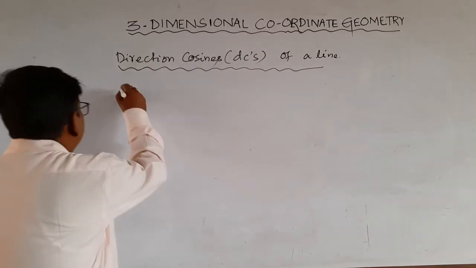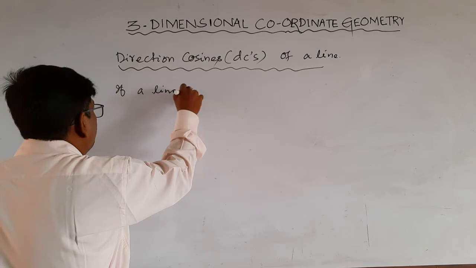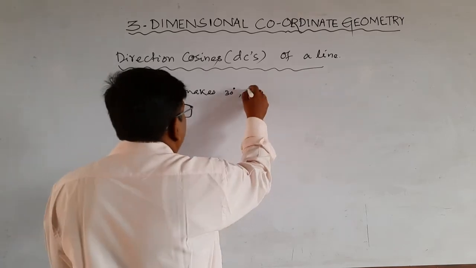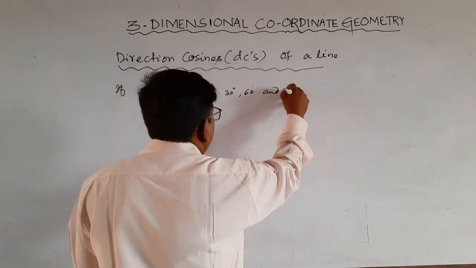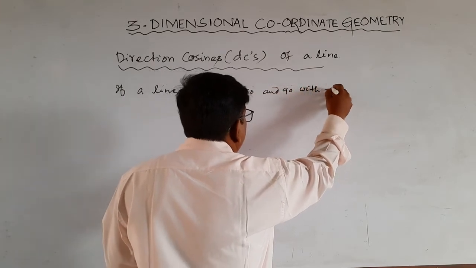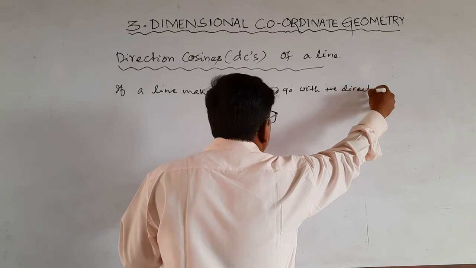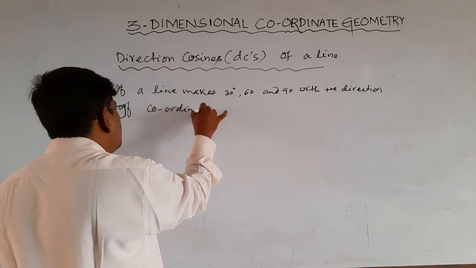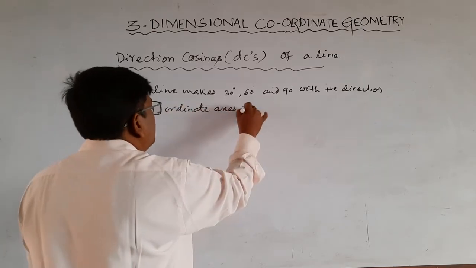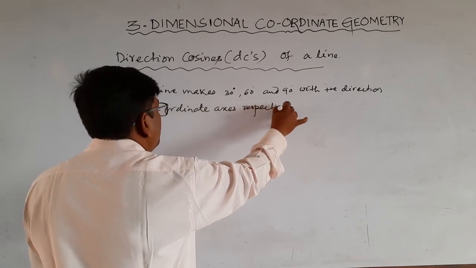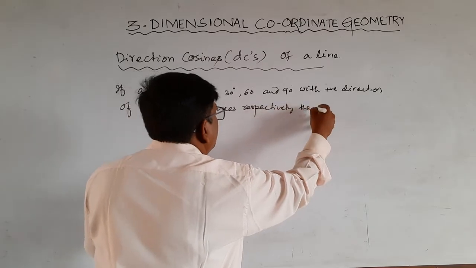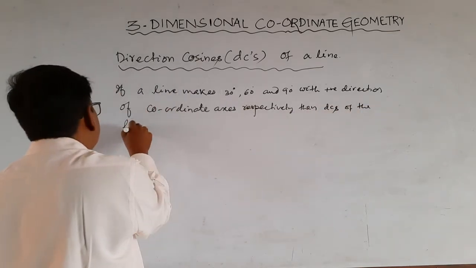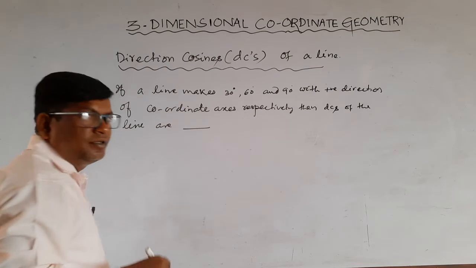If a line makes 30 degree, 60 degree and 90 degree with positive direction of the coordinate axis respectively, then DCS of the line are dash. This is the question.